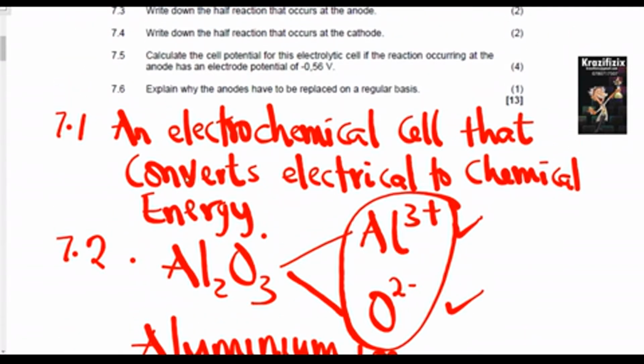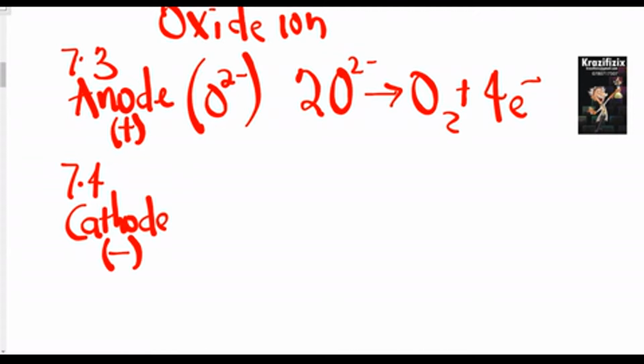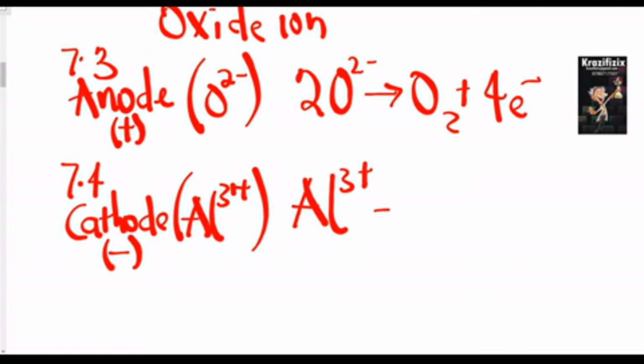Okay, 7.4, write down the half reaction that occurs at the cathode. This should lead you, 7.3 should lead you to 7.4. What do you have at the cathode? Remember, the cathode is negative, and you have Al3+ at the cathode. So what should we have? That's where we have reduction. Al3+ plus 3 electrons, the gain of electrons, gives aluminium solid. Very, very straightforward kind of questions there.